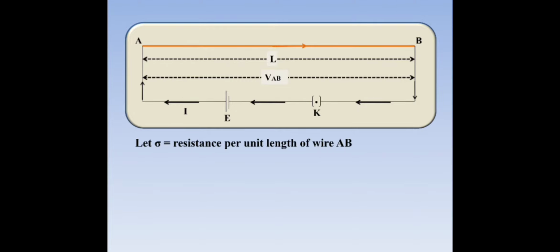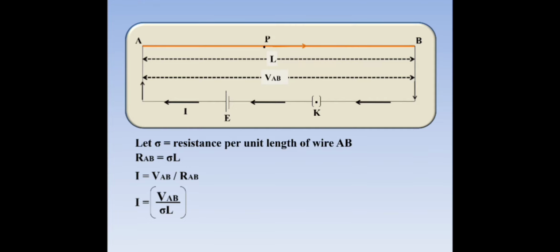Now let σ be the resistance per unit length of wire AB. Therefore, resistance of wire AB is equal to σL. Therefore, according to Ohm's law, we can write I = VAB/RAB. Therefore, the current flowing through wire AB is I = VAB/σL.